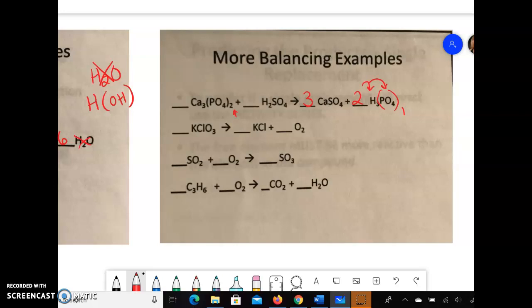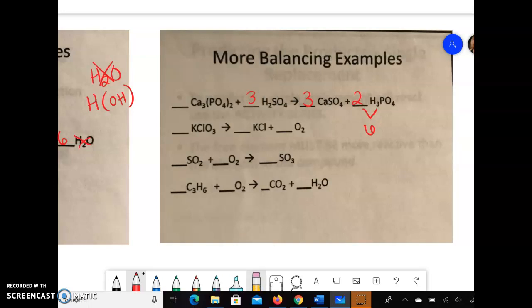Let's move on to hydrogen. Right here, we have a big number and a little number. Don't forget to multiply those. So now we have 6 H's on this side. We're not going to put a 6 though because we want it to equal 6. We're going to put a 3 because now 3 times 2 will give us 6. And then I think sulfate fixed itself because we have 3 on both sides. Both of those big 3's go to the sulfate.